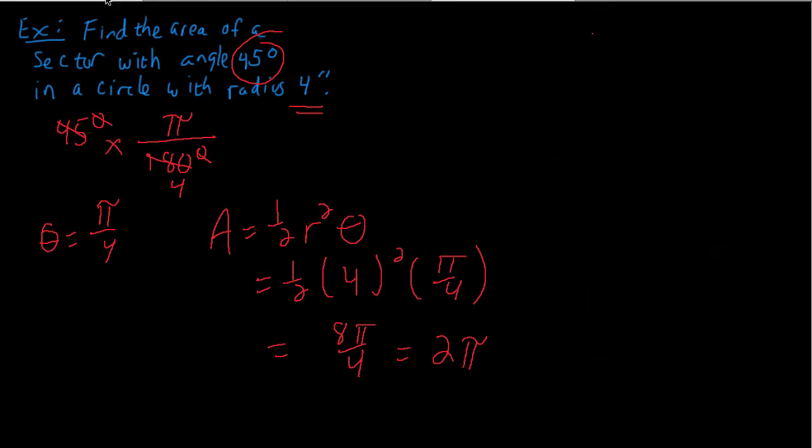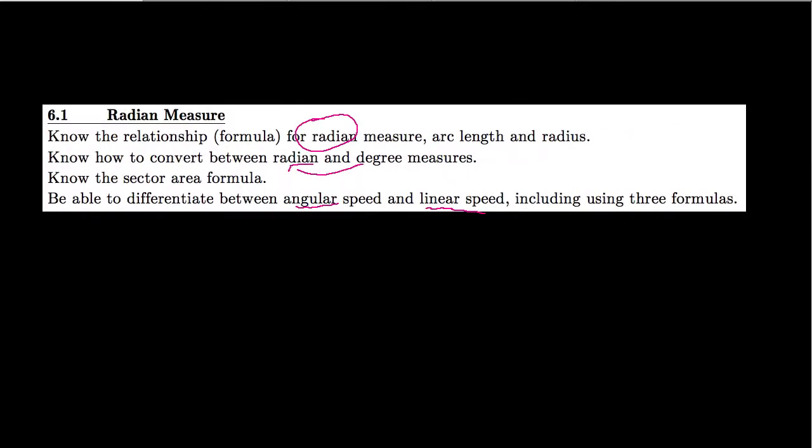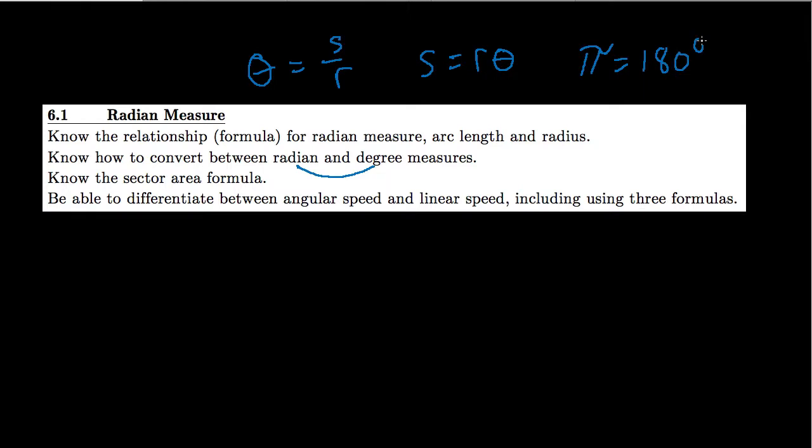If we go back and look at the objectives for this section, we know that a radian is a new way of measuring an angle on a circle. We know that the radian is defined as the ratio between an arc length and a radius. And if you solve this for s, we know that the arc length is equal to radius times the angle measured in radians. We know how to convert back and forth between radian and degree because pi radians is the same thing as 180 degrees.